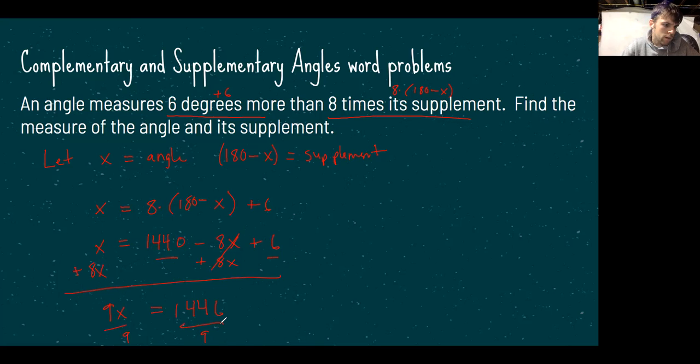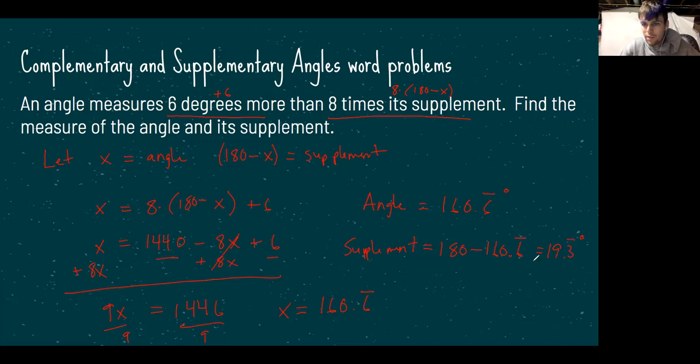All right, so let me go ahead and do that. 1446 divided by 9 is, that's going to be 160.6 repeating. And the supplement is going to be, so that's my angle. My angle is going to be 160.6 repeating degrees, and the supplement is going to be 180 minus that. So when I do that, I get 19.3 repeating.